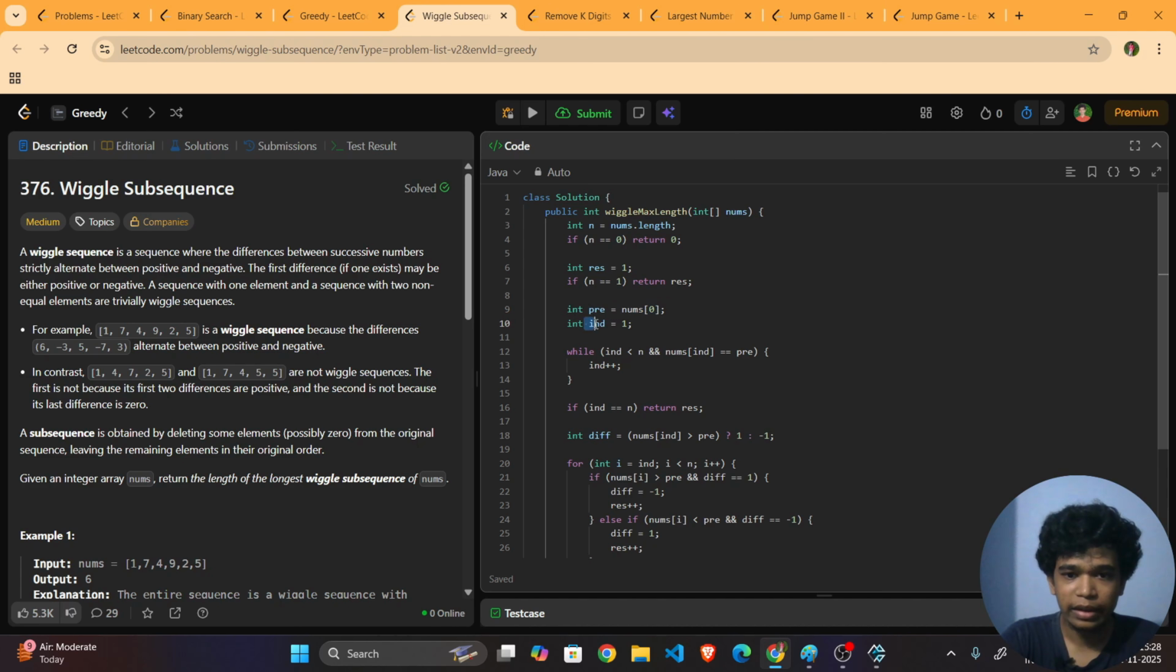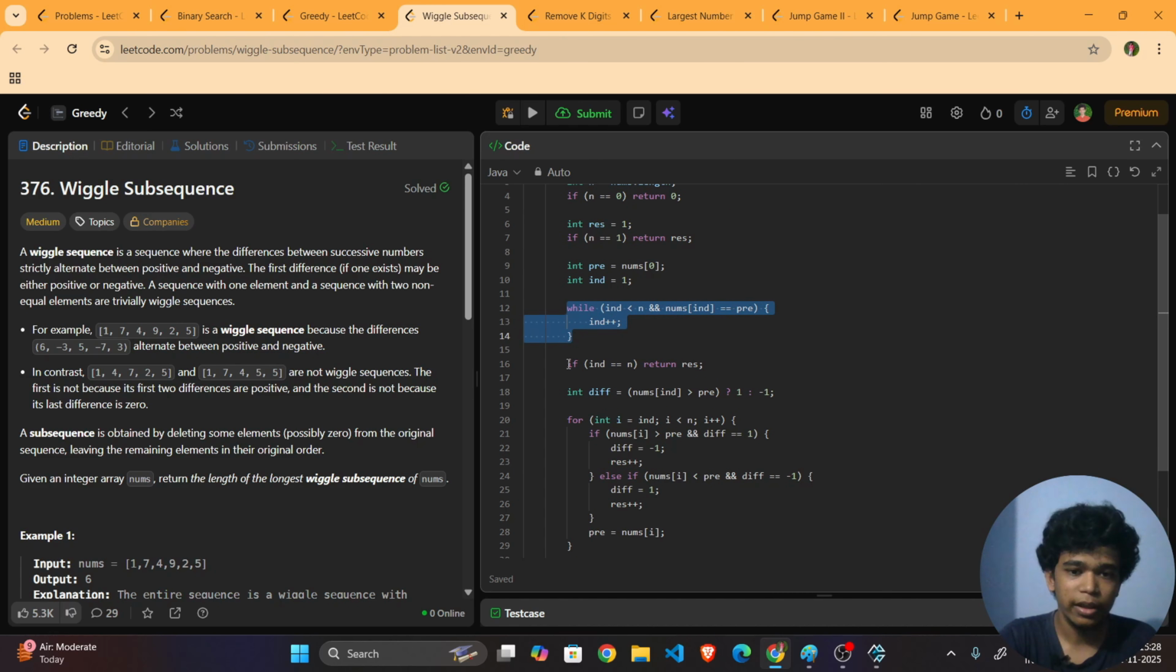Now the current index is 1 and I am doing a step-by-step operation until index is less than n and nums of index is equal to the previous value. Can you understand this? When the current element is equal to the previous element, I want to go to the next element, so that I will be getting two different elements at the start. Then only I can decide whether it is an increasing curve or a decreasing curve. For that reason only I have put this loop.